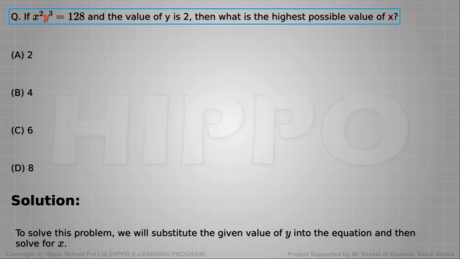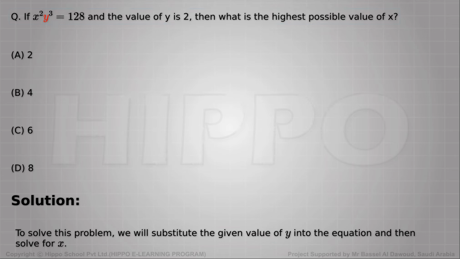Today we have a classic algebra problem involving exponents. We're given an equation, x squared times y cubed equals 128, and a value for y. Our task is to find the highest possible value for x. This is a great test of our substitution and equation solving skills.